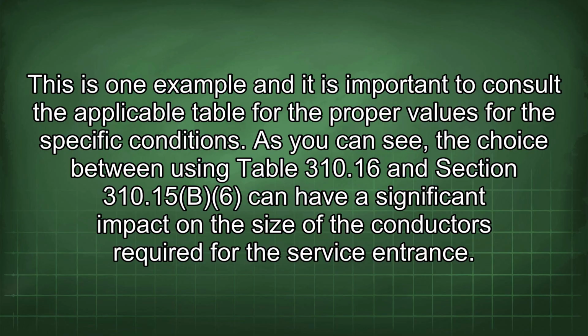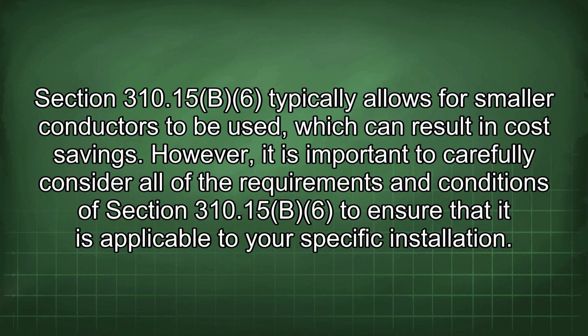As you can see, the choice between using Table 310.16 and Section 310.15(B)(6) can have a significant impact on the size of the conductors required for the service entrance. Section 310.15(B)(6) typically allows for smaller conductors to be used, which can result in cost savings. However, it is important to carefully consider all of the requirements and conditions of Section 310.15(B)(6) to ensure that it is applicable to your specific installation.